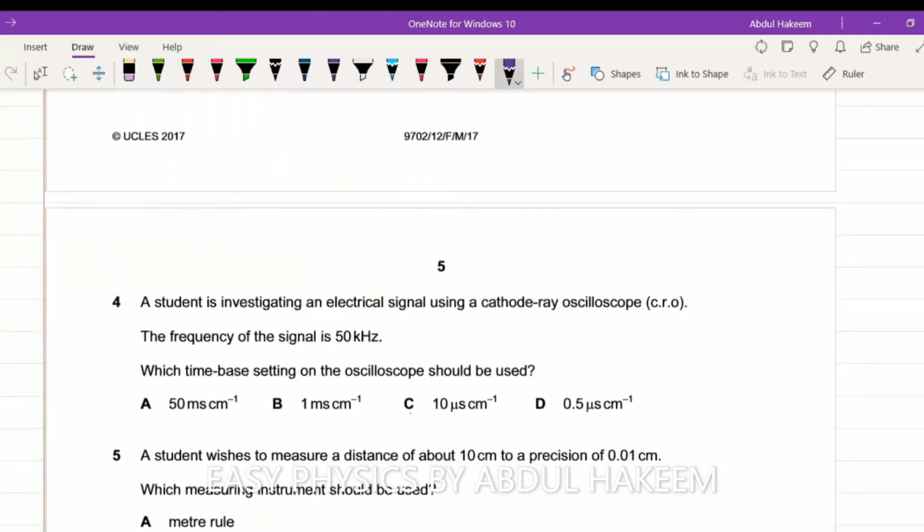Now move to the next. A student is investigating an electrical signal using the CRO, cathode ray oscilloscope. The frequency of the signal is 50 kilohertz. Which time base setting on the oscilloscope should be used? Look, time period is equal to 1 over frequency. So 1 divided by 50,000 because it's kilo.